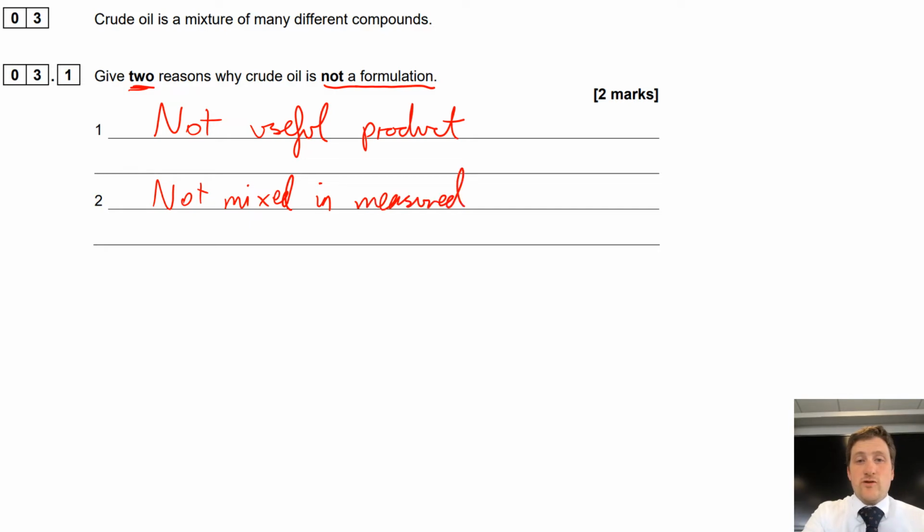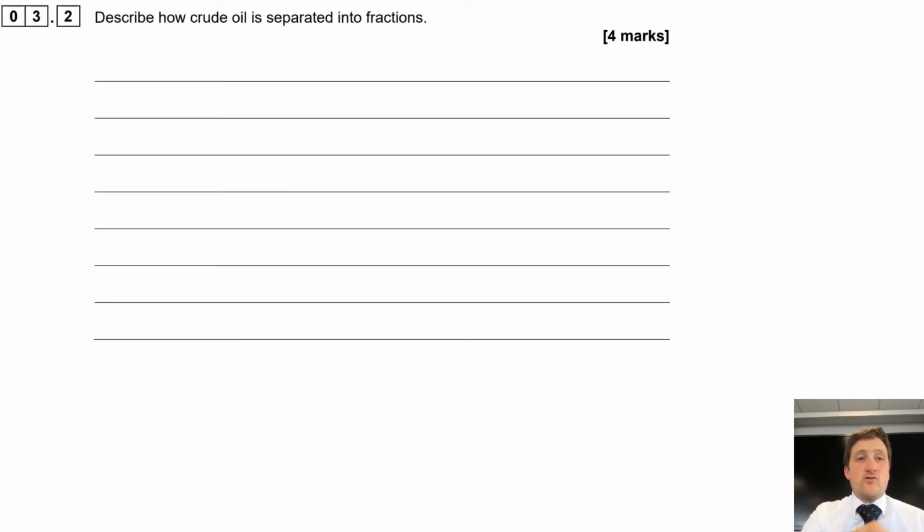So look for those key words in the question, and whether you know them or not. That's why we've got all these keyword definitions that you need to know. Describe how crude oil is separated into fractions. This is a describe. Okay, so that is a big part of it, but it's separated into fractions. Again, this is almost like a method. It's not a required practical, so it's not a practical you will have done, but it is something you should know.